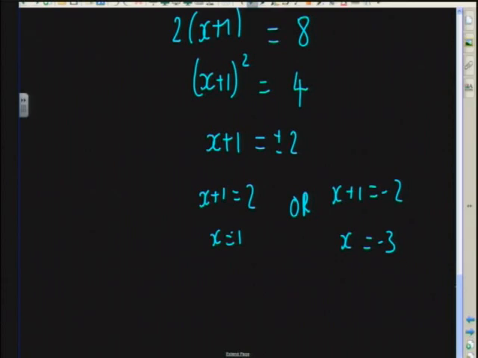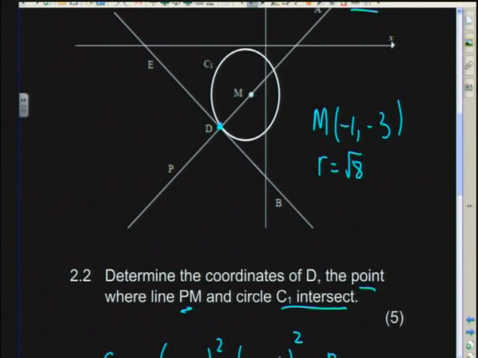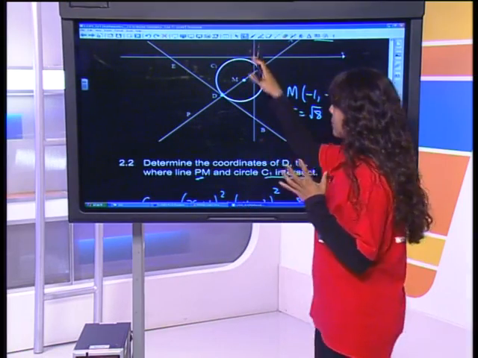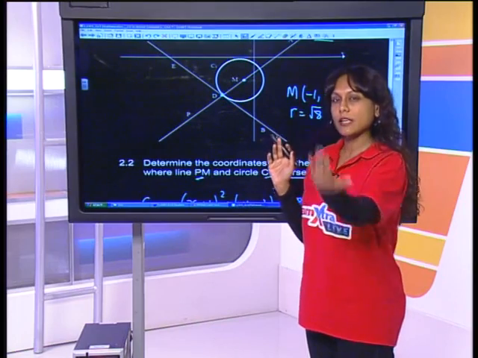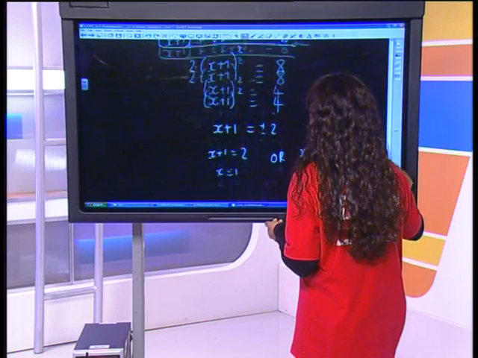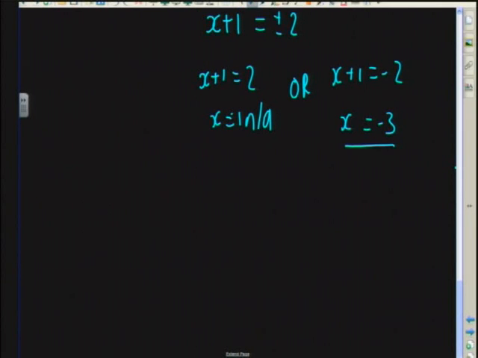If you look at the drawing, however, you will see where M is. Do you see? It's a point there in the third quadrant. So therefore, it can't have a positive x value. You'll see that it's a point where x is negative. It's on the left-hand side of the y-axis. So this value of x = 1 is not applicable. So therefore, x must be equal to -3. All right, so that's the one we're looking at. Remember, this is now for the coordinates at point D.